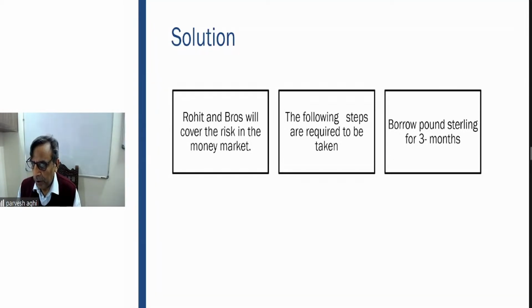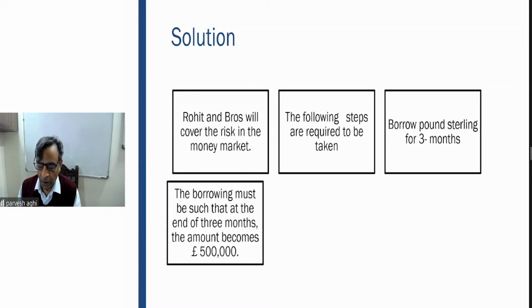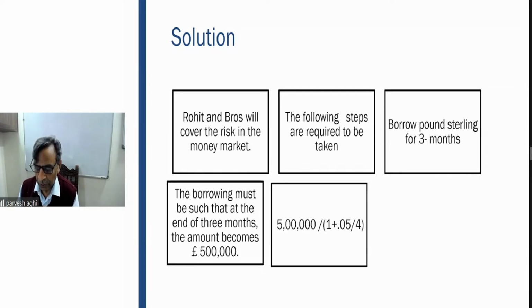So you're going to borrow the money in pounds for 3 months and bring this money home. The borrowing must be such that at the end of 3 months, the amount becomes 5 lakh pounds. So you should borrow in such a way that when you have to repay the loan, it becomes exactly 5 lakh pounds, because you're going to receive 5 lakhs from your customer. So that money can be repaid out of this loan.